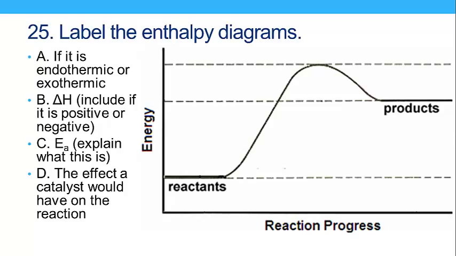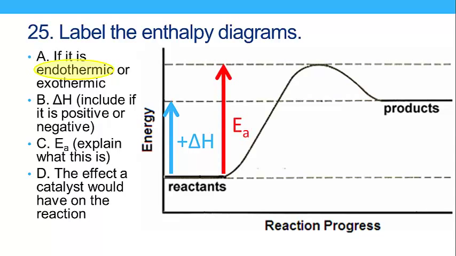In the next example, reactants are lower than products. So in order for a reactant to become a product, it must absorb energy. So this would be endothermic. My delta H is again going to be reactants up to products. Because we're going up, it's going to be positive. We are endothermic.